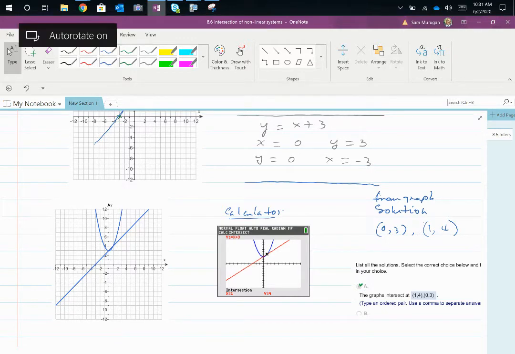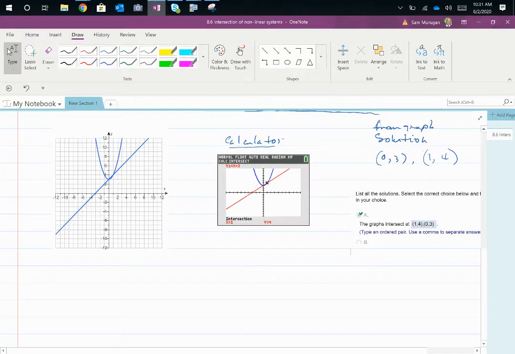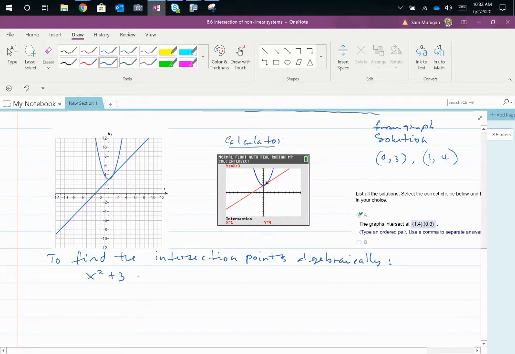Yes, there is. Algebraically, to find the intersection points algebraically, set the two equations equal to each other. Set x squared plus 3 equal to x plus 3. Because at the points of intersection, the two equations are equal to each other.